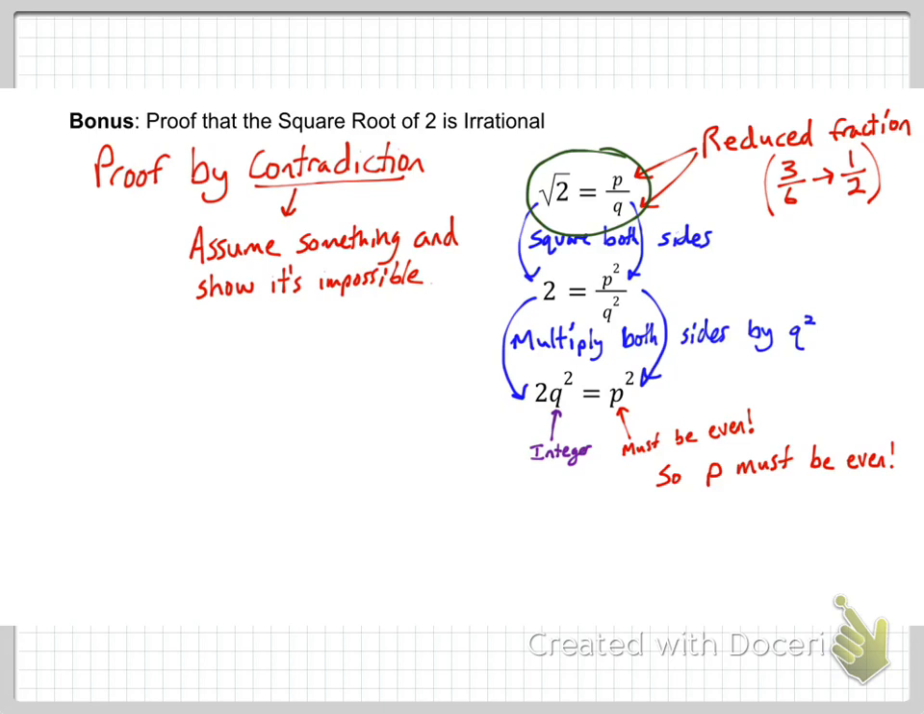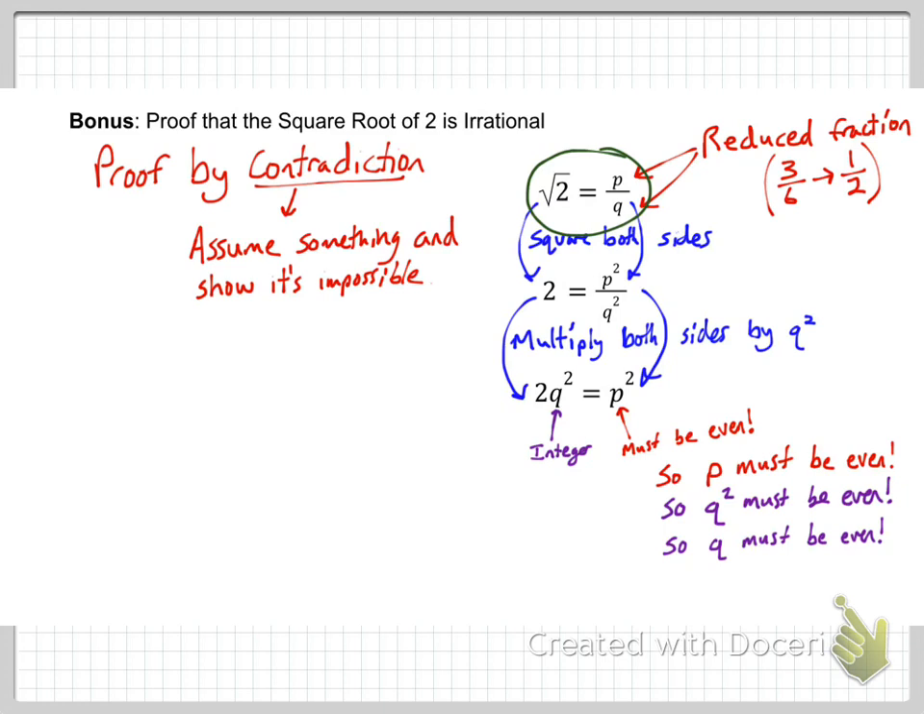But wait a second, this gets a little trickier. If p is even, p squared is p times p. That's an even number times an even number, which means that's divisible by 4. If p squared is divisible by 4, we can divide both sides by 2, and that means q squared must be divisible by 2. So q squared is even. Okay, so q squared must be even. Well, the same thing applies. If q squared is even, then q must be even as well. Because remember, I said you can't find any perfect square that's even where the square root is not even. So q must be even.